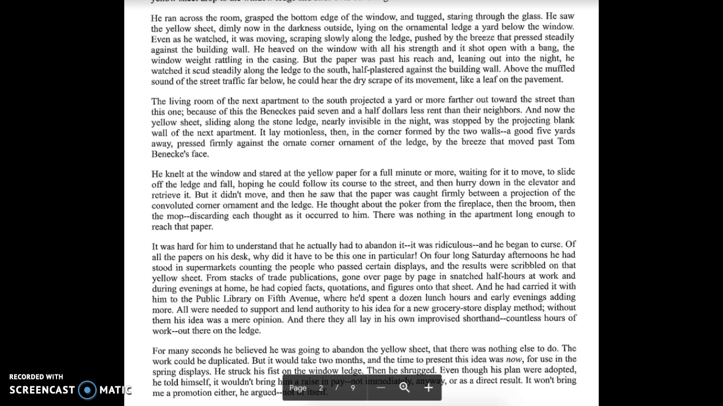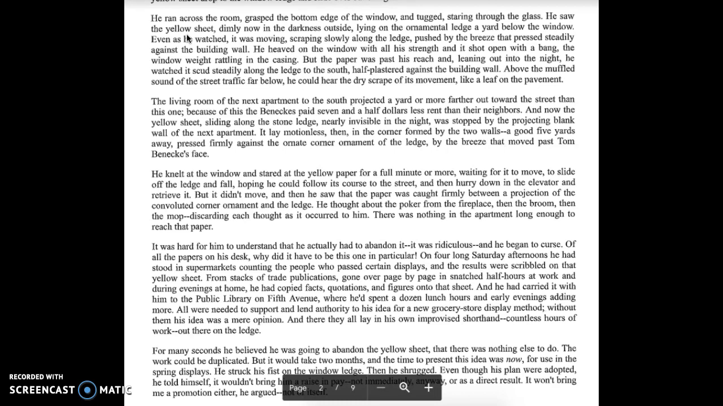Even as he watched, it was moving, scraping slowly along the ledge, pushed by the breeze that pressed steadily against the building wall. He heaved on the window with all of his strength, and it shot open with a bang, the window weight rattling at the casing. But the paper was past his reach, and leaning out into the night, he watched it scud steadily along the ledge to the south, half plastered against the building wall.